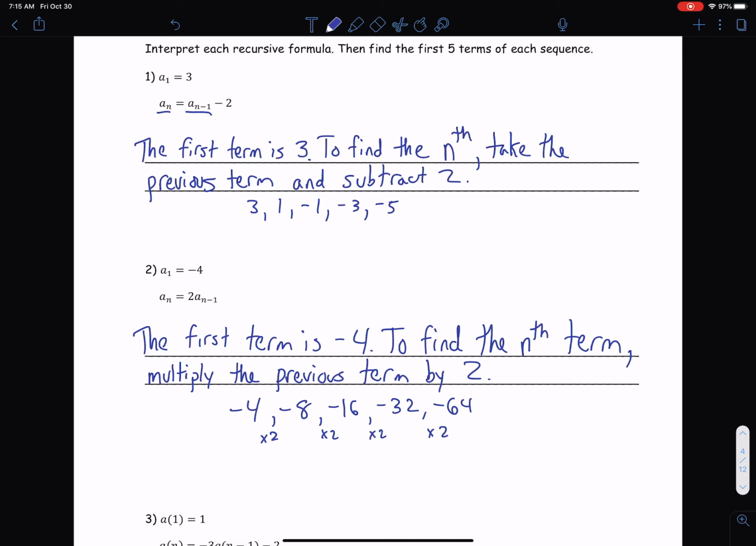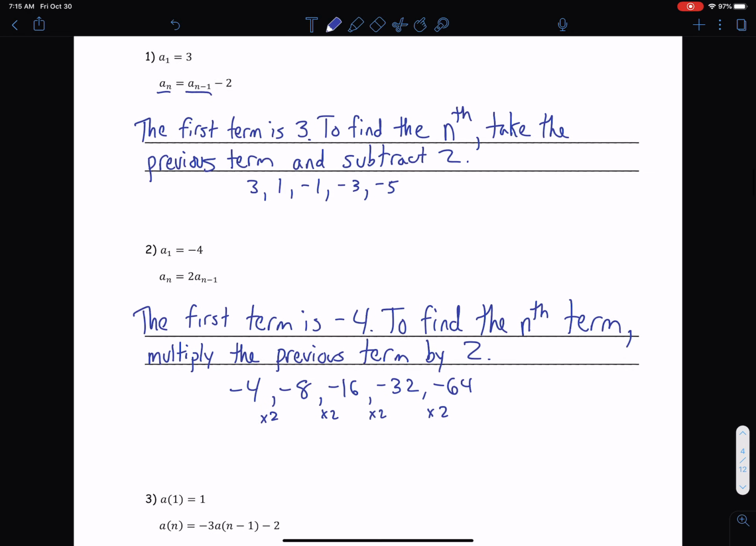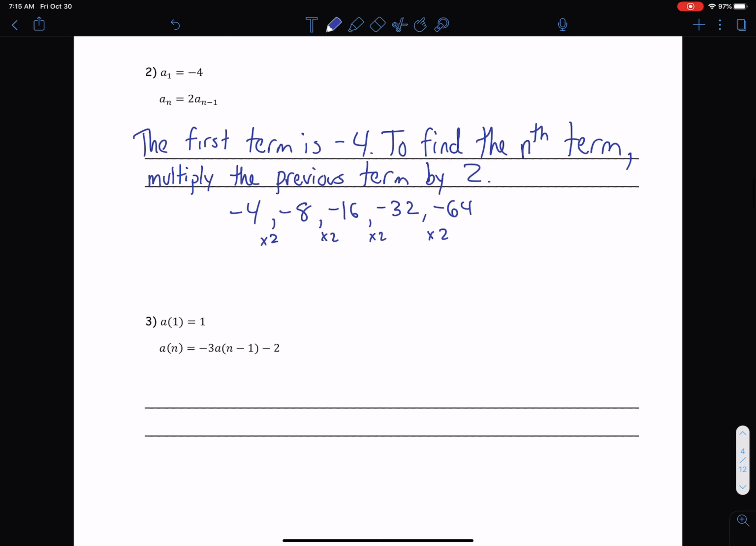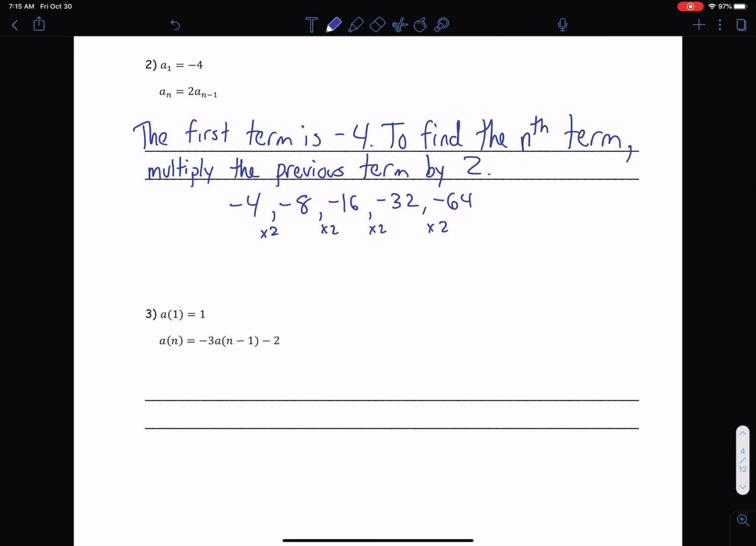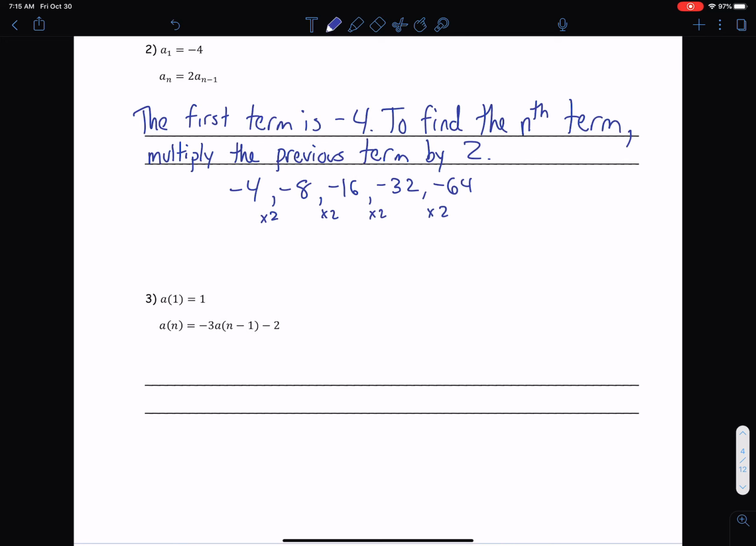Now, the third one's going to be a couple of different operations. We're not just going to be multiplying or just subtracting. So, for the third sequence, I want you guys to do the same thing, interpret it, and then list the first 5 terms. Pause the video and play it once you're done. So, similar beginning. The first term, oh wait, look, it's in different notation. Doesn't matter, all means the same thing. So the first term is 1.